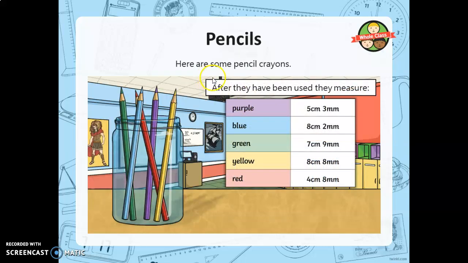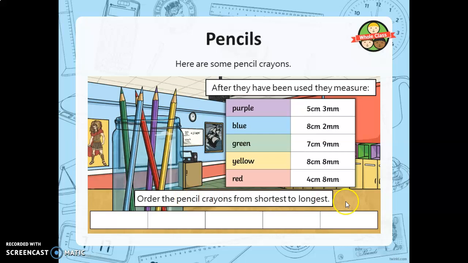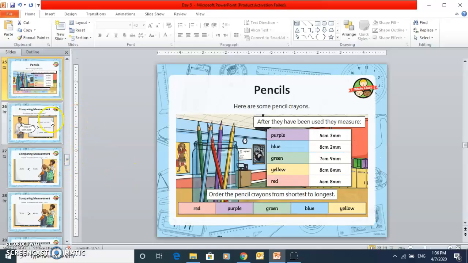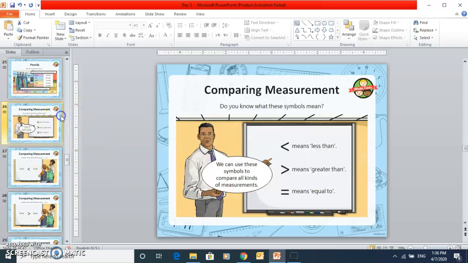Here are some pencil crayons. After they have been used, they measure, as you see in the table. Order the pencil crayons from shortest to longest. You would have many examples for you to do. Then comparing measurements, greater than, smaller than, or equal to.